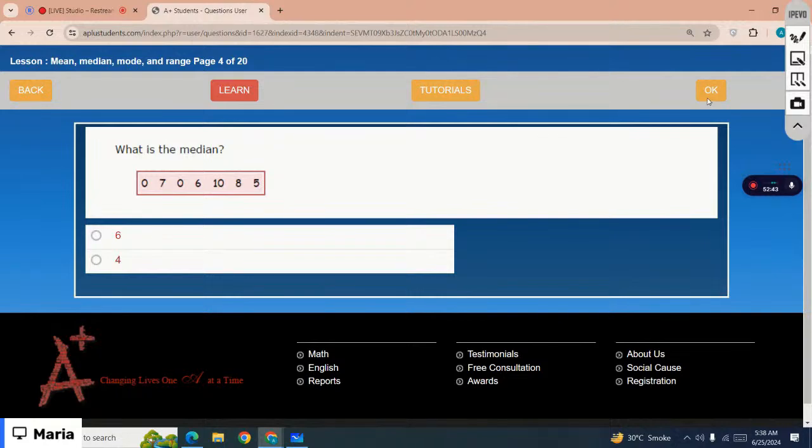What is the median? Which is the correct option? The median is 6. The correct option is 6.